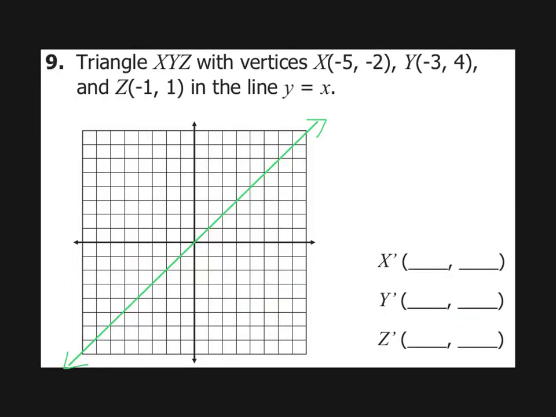Our last example is probably the most intimidating. Now you have this y equals x. That means that whatever the value of y is, x is. So 1, 1, 2, 2, 8, 8, -8, -8. This is our y equals x line. So what we're going to do is you're going to take a moment, press pause, and draw in your triangle XYZ. Press pause now.